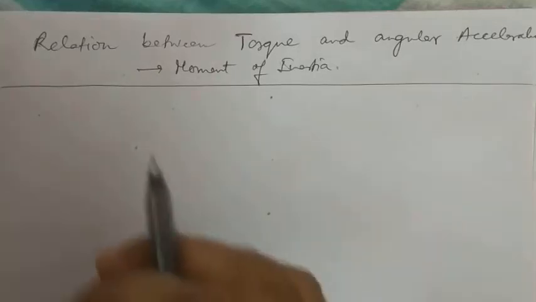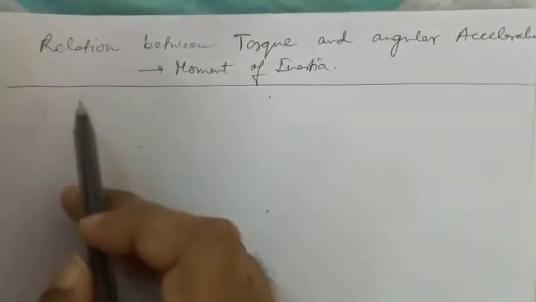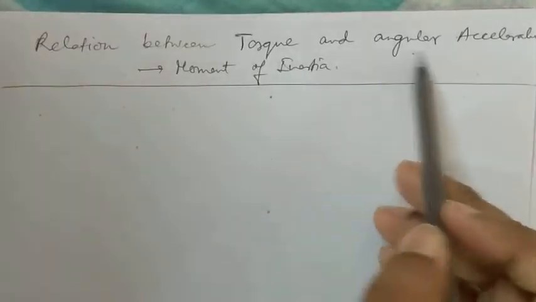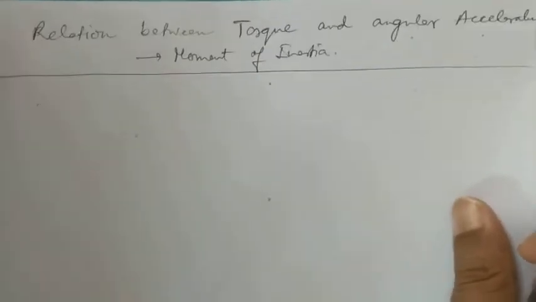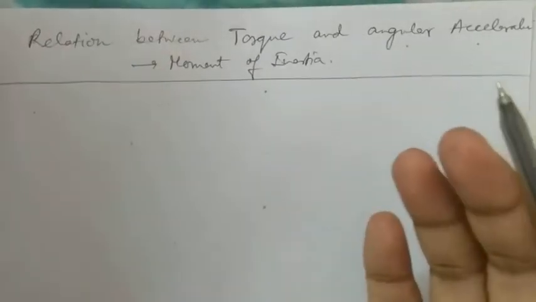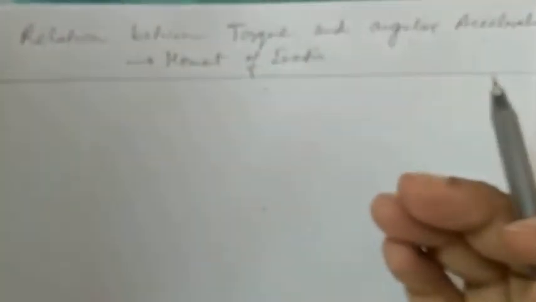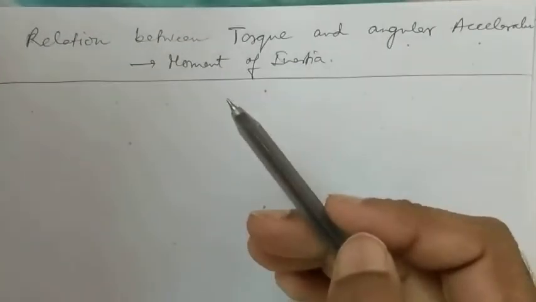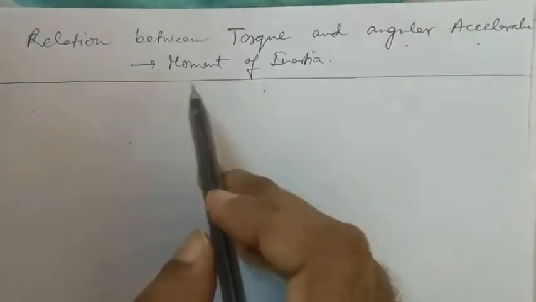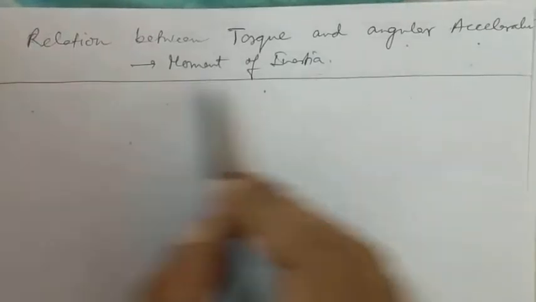Now, starting with the third video on rotational motion, we are trying to derive a relation between the torque and angular acceleration. In the process of deriving this relation, we will find out what is meant by this term moment of inertia.